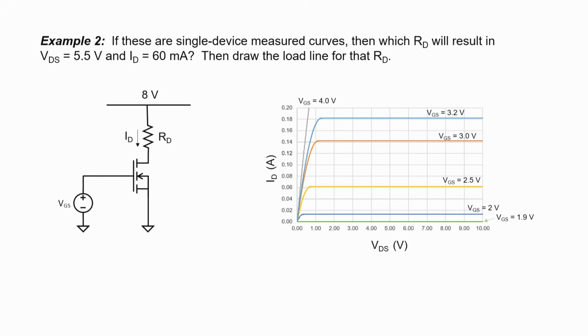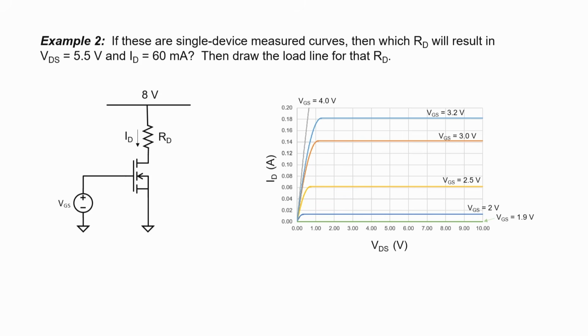Let's move on to example 2. If these are single device measured curves, then which drain resistor will result in a particular drain source voltage and drain current? Then we're going to draw the load line. So we're now assuming that these are the actual curves measured for this particular MOSFET.